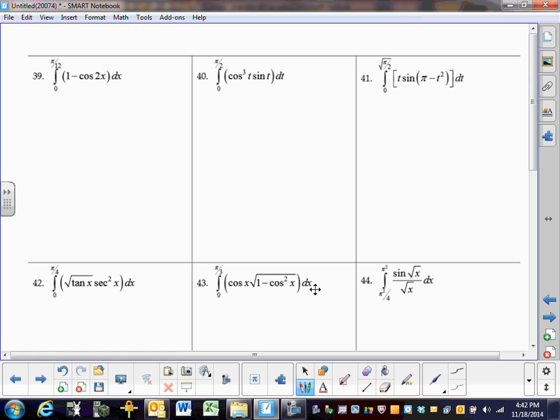Okay, similarly, going backwards, I'm going to hold the 1. So that's really just going to be x from 0 to pi over 12. So that's pi over 12 minus 0, and pi over 12.